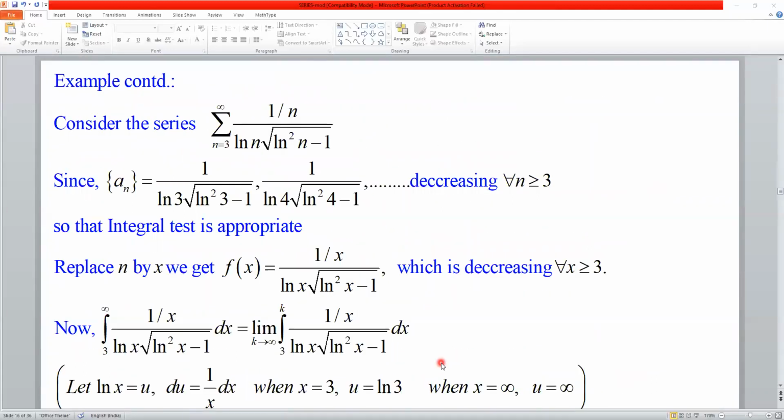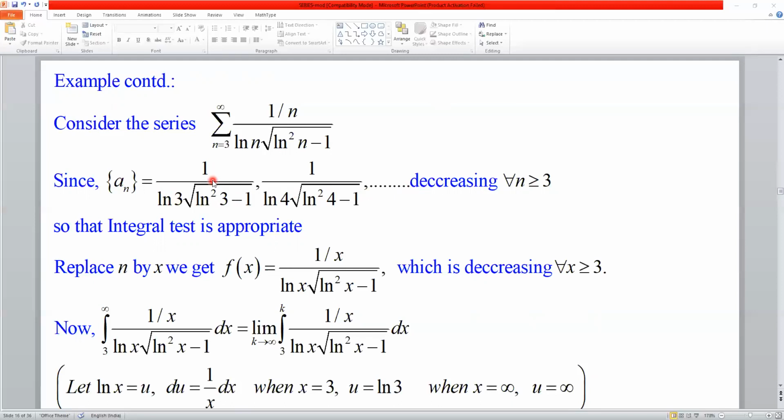Let us take one more example. Consider this series, summation of n equal to 3 to infinity of 1 by n log n into square root of log square n minus 1, where n is this. Let us take the sequence of the series. The first term of the sequence is 1 by log 3 square root of log square 3 minus 1. It goes like this, you can observe.